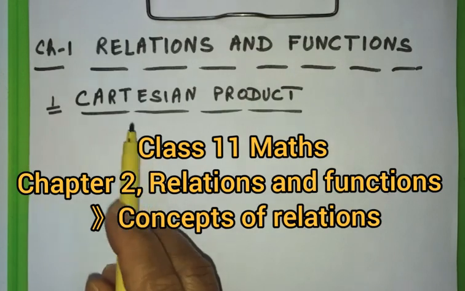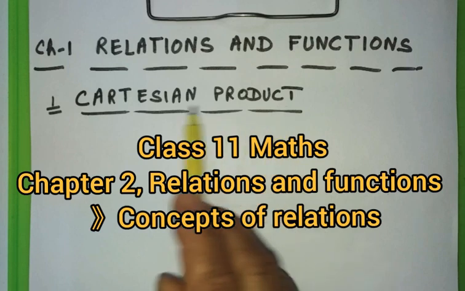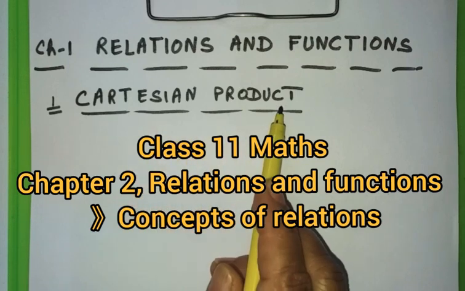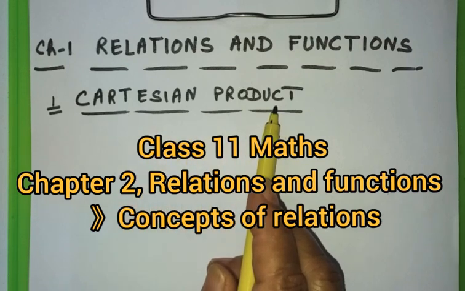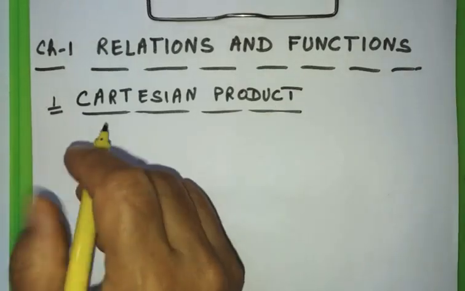The first thing we need to know to understand relations is the Cartesian product. Cartesian product is the beginning of the concept of relations and functions. So let us see what the Cartesian product is.